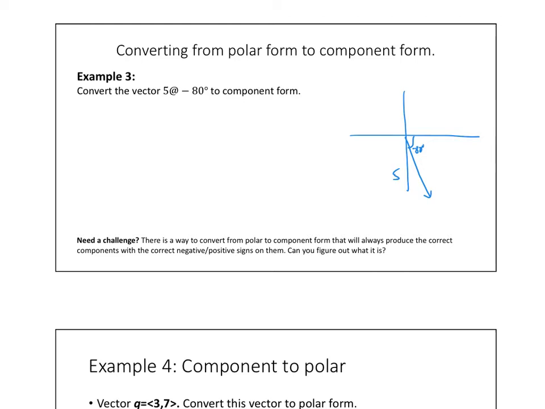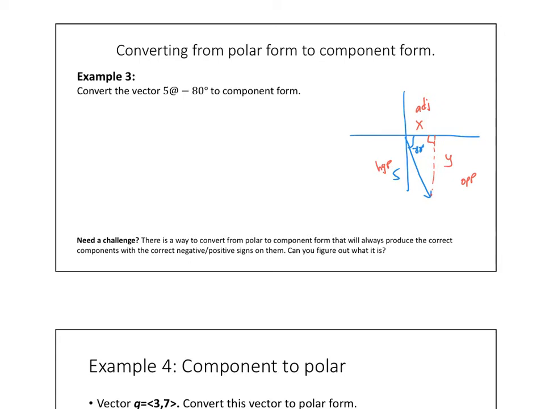And then I'm going to draw in the right triangle by dropping an altitude to the positive x-axis. Then I'm going to label my components x and y, x being the horizontal distance, y being the vertical distance. And we know the hypotenuse is 5. So I'm going to label my sides, and that'll help me with my right triangle trick. So hypotenuse, x is my adjacent, and y is my opposite. It's opposite the 80 degrees.